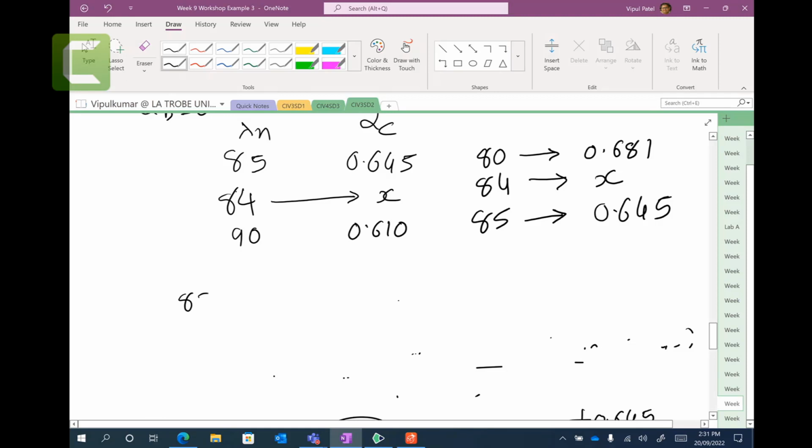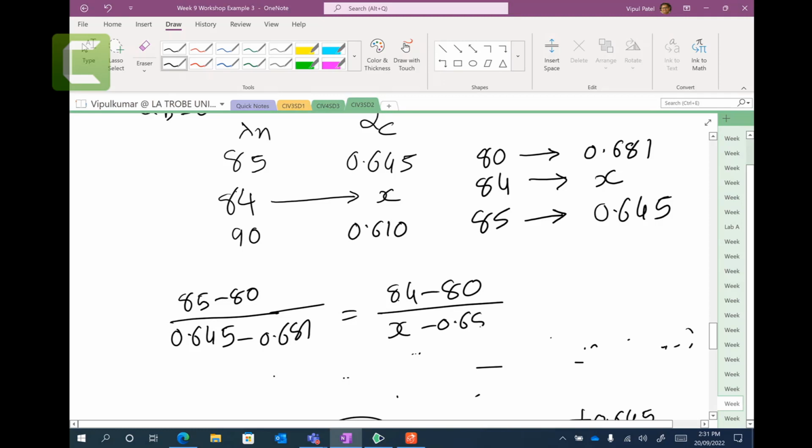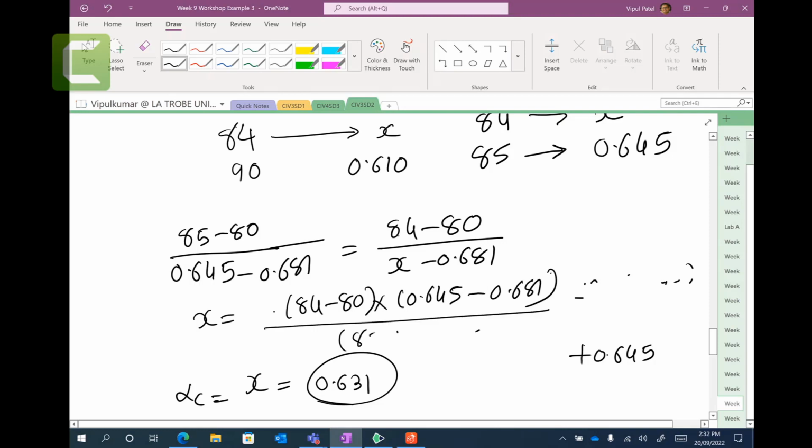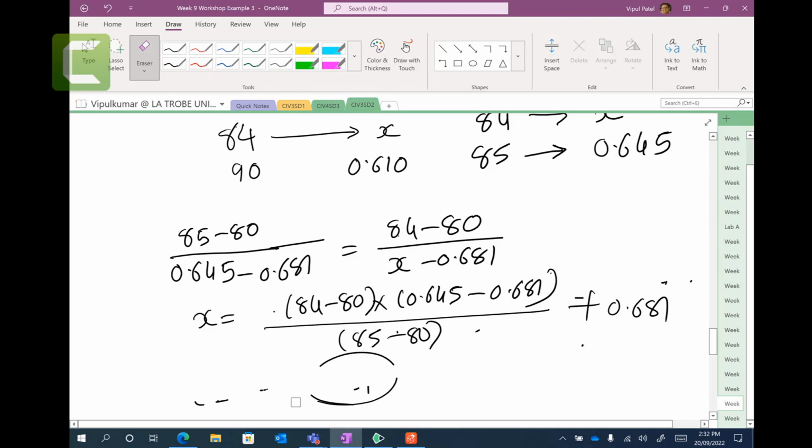85 take away 80 on 0.645 take away 0.681 is equal to 84 take away 80 on x take away 0.681. So in that case, it's just repetitions, by the way. 84 take away 80 times 0.645 take away 0.681 over 85 take away 80 plus 0.681. Can you please do that? So alpha c value this one, and straight away we multiply by ns.